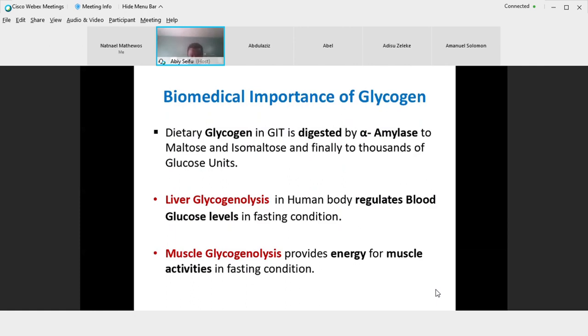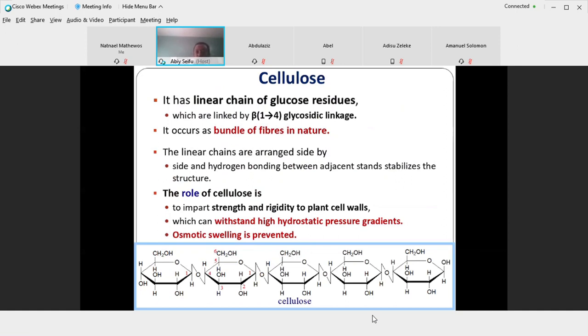Just like starch, glycogen can be digested by alpha amylase. Liver glycogenolysis, that is degradation of glycogen in the liver, can regulate blood glucose levels at fasting stage, whereas muscle glycogen undergoes glycogenolysis, but it gives energy for itself, not useful to regulate blood glucose levels. The other one, cellulose, is a linear chain of glucose residues, which are linked beta-1,4.